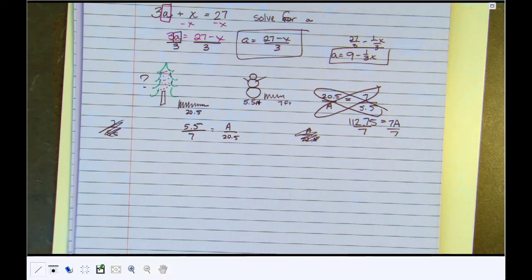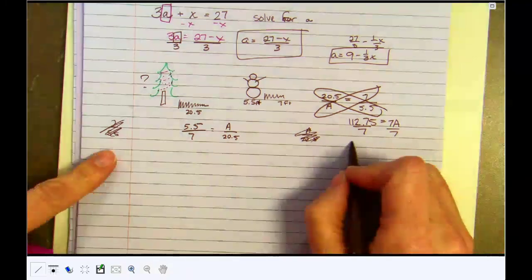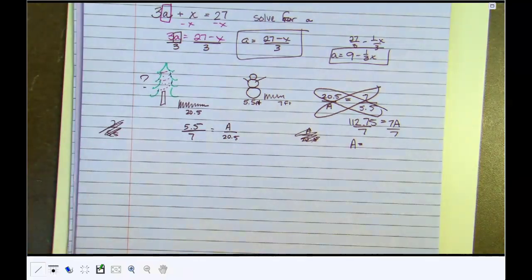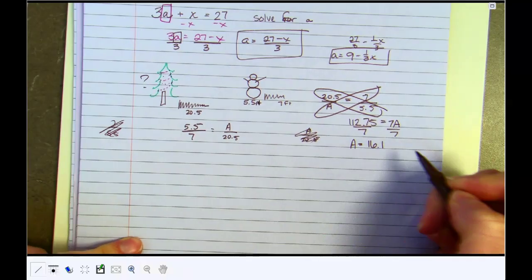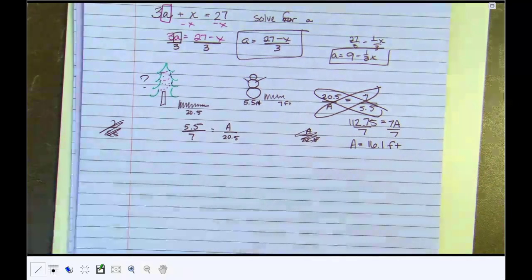Not nice decimals. When you divide by 7, you very rarely get a nice decimal. What do we get for the actual height of our tree? 16.11. 16.1 feet would be fine. 16.11, 16.107, also fine.